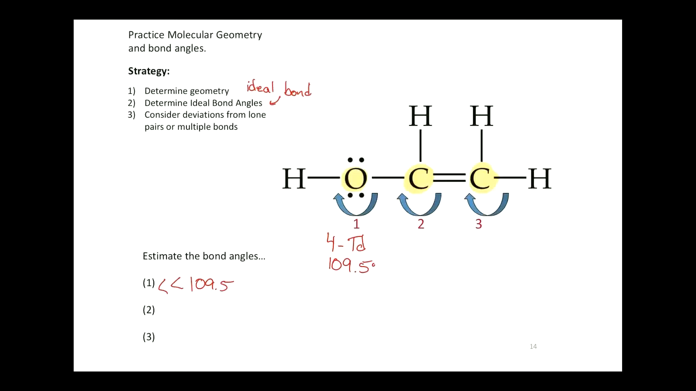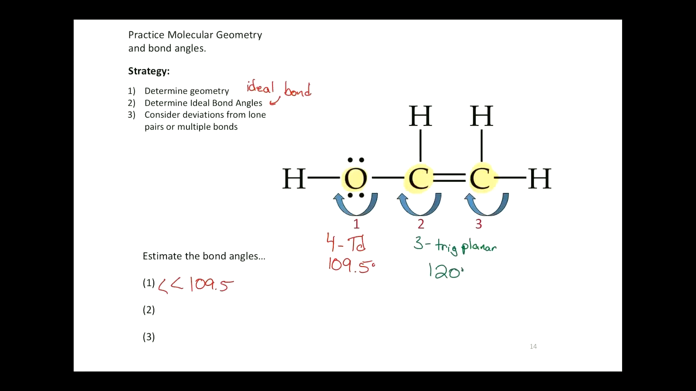All right, next one, bond angle 2. This carbon, how many electron domains? 3. What shape is that? Trigonal, which one? Planar. Planar because there's 3. Trigonal planar. So what's the ideal bond angle in trigonal planar?